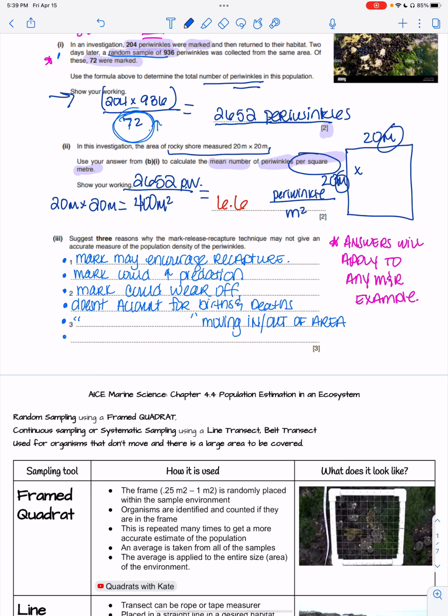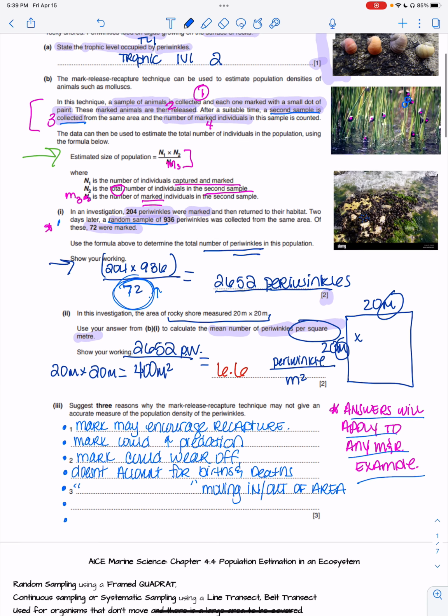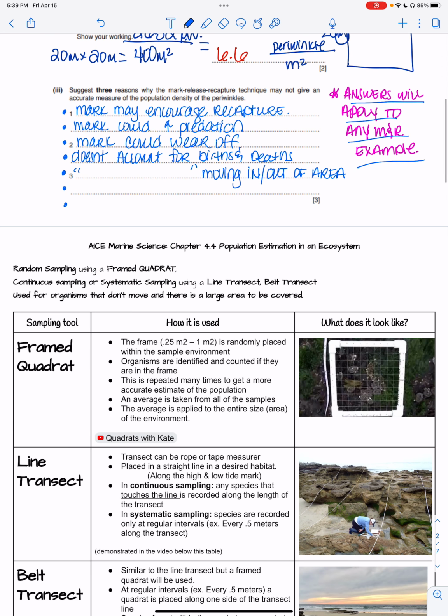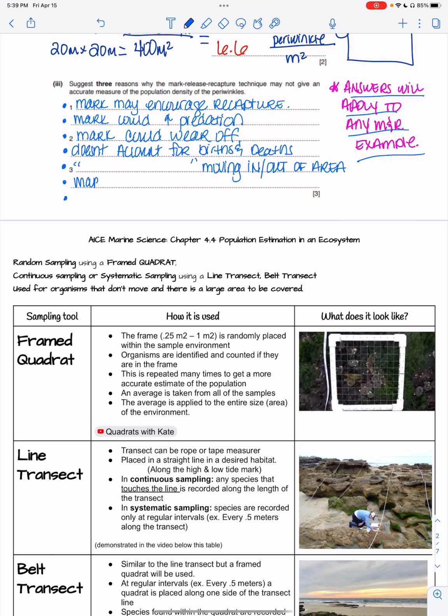All right, we're going to have 2 more marks. And again, these answers can apply to any mark and recapture example where it talks about the limits there. The mark could harm them, right? So there's a reason why we don't use spray paint, or pierce a dorsal fin because of cartilage, or pierce their shell. Obviously, it'll make them way more susceptible to predation and disease. They'll be way more vulnerable, but the mark could harm them.